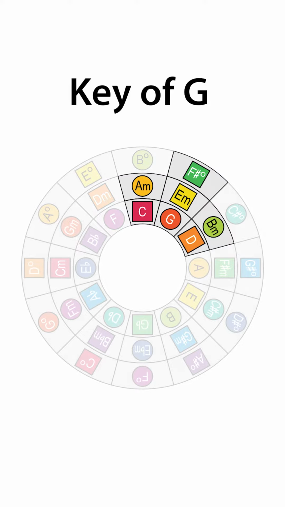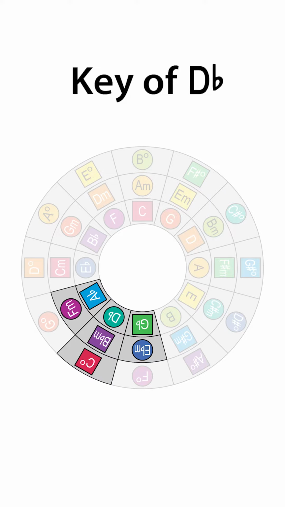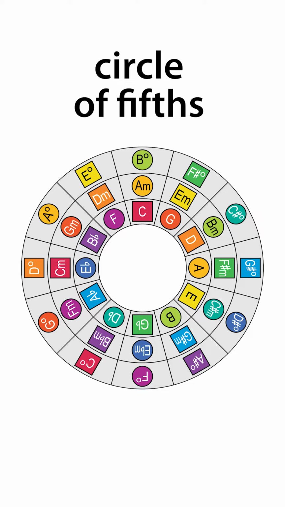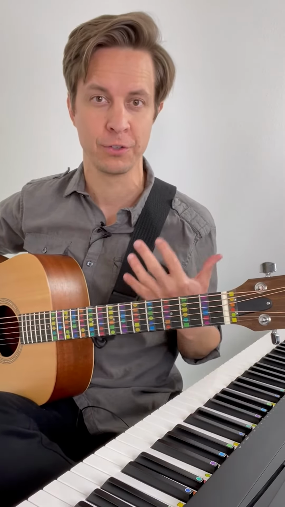As are these in the key of G, etc. In the same way in every key, since all 12 keys in music are symmetrical, meaning they all follow the same consistent patterns. But what's the practical application of all of this? How do you actually use the circle of fifths to write songs?